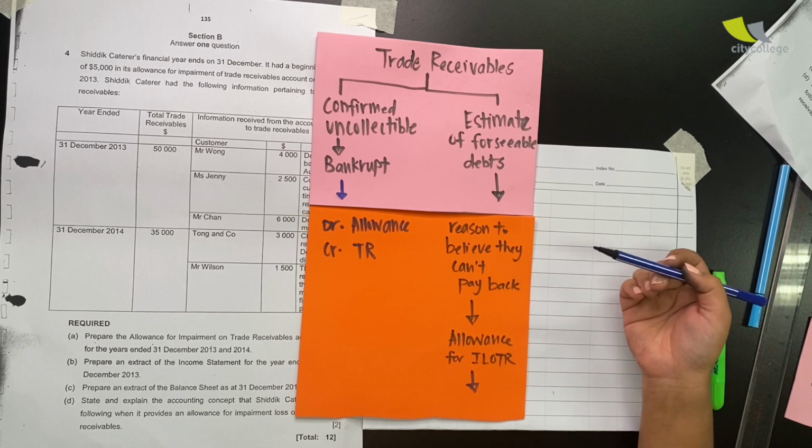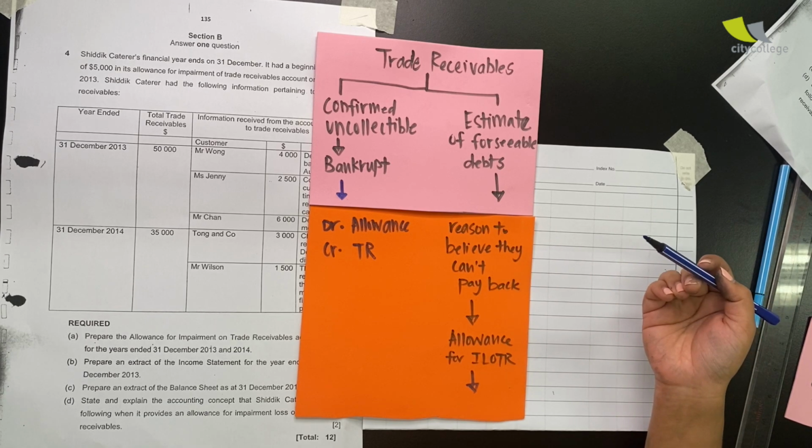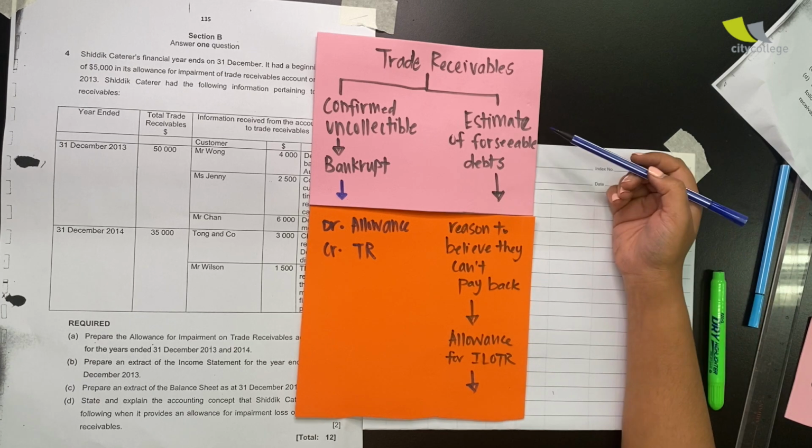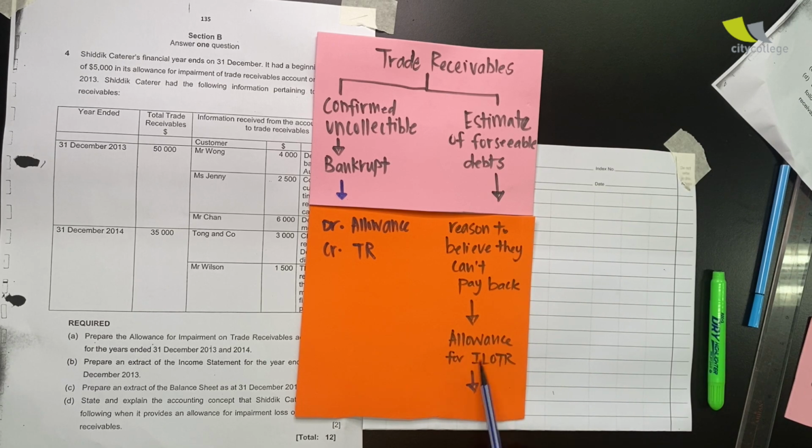So do we wait until they actually go bad? Or do we do the right thing and be proactive? Well, accountants actually prefer to be proactive. That's when they create the allowance for impairment loss on trade receivables.